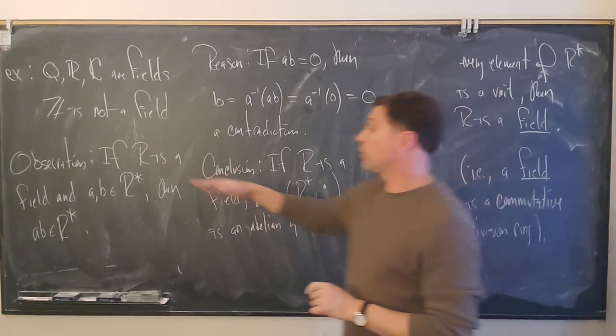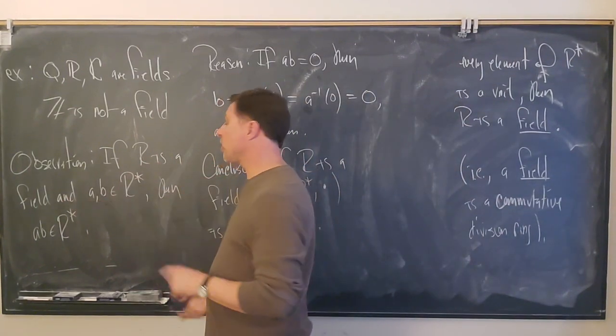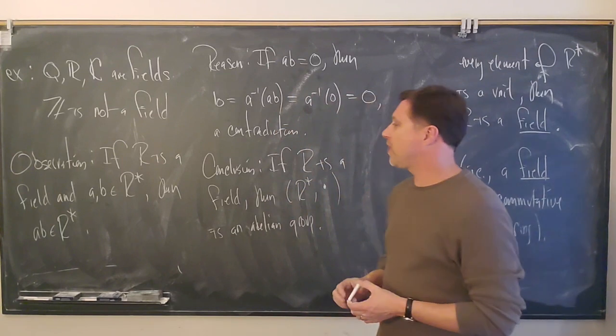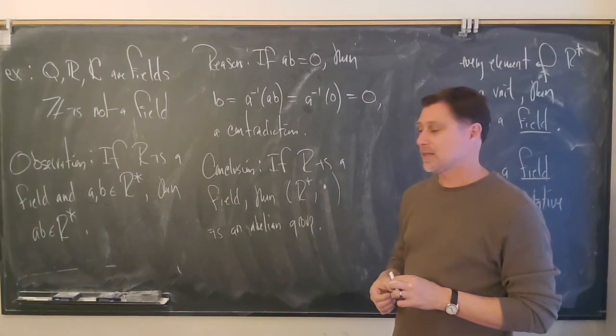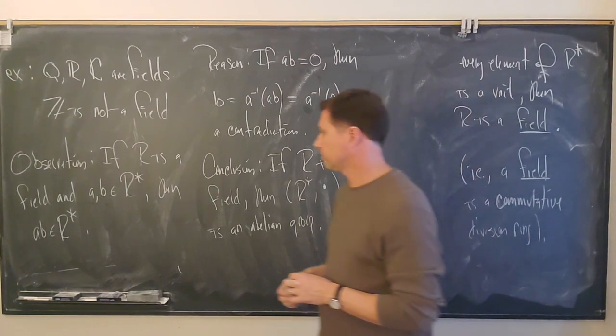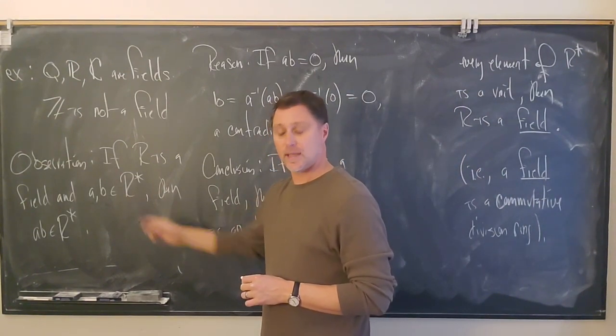All right, we showed closure here. We know that multiplication is associative, and then saying that it is a field is saying that every non-zero element has an inverse, which means then that every element has an inverse.